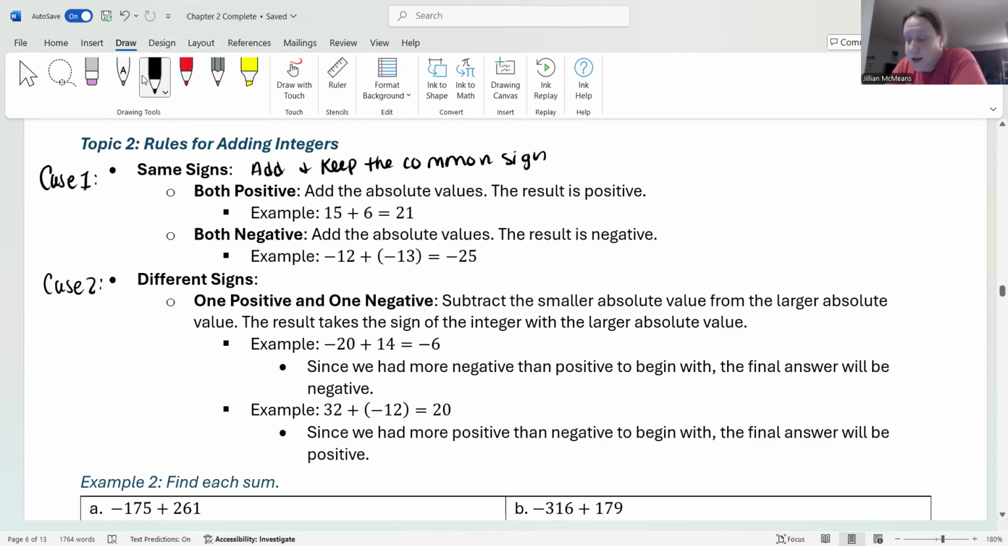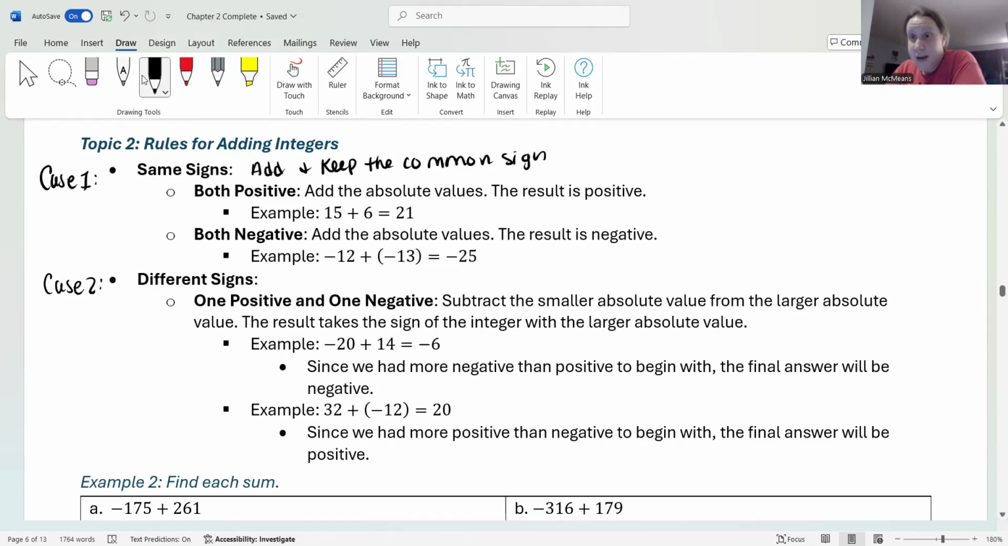Now, for the negative example, we have negative 12 plus negative 13. Technically, what we're doing is adding the absolute values. The absolute value of negative 12 is 12. The absolute value of negative 13 is 13. We want to take 12 and add it to 13, which gives us 25. But since both numbers were negative to start, we want our result to be negative. You can think of it as we had some negative, we added more negative to the pile, so we have an even bigger pile of negative.